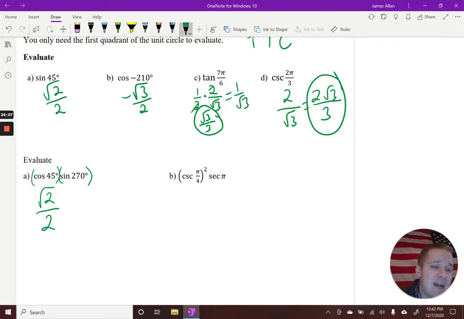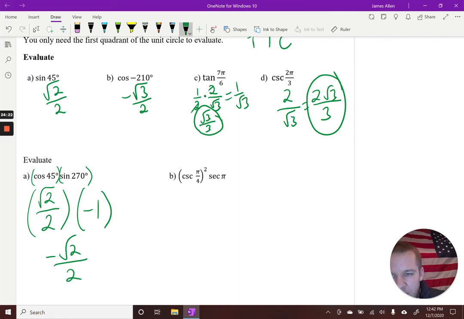Now, at 270, sine is my y coordinate, and at 270, we're down at that bottom quadrantal, which would be a -1 for the y coordinate, so multiply by -1. So now I get negative root 2 divided by 2. Wonderful. All right. Now, this is cosecant of pi over 4 squared multiplied by the secant of pi.